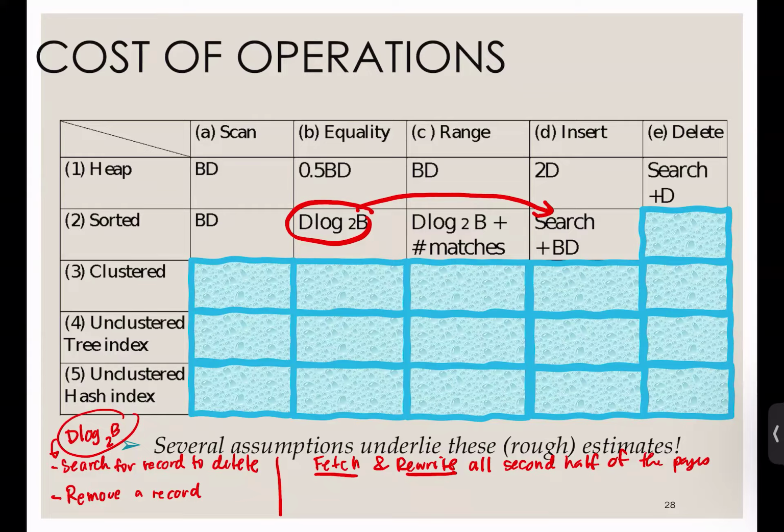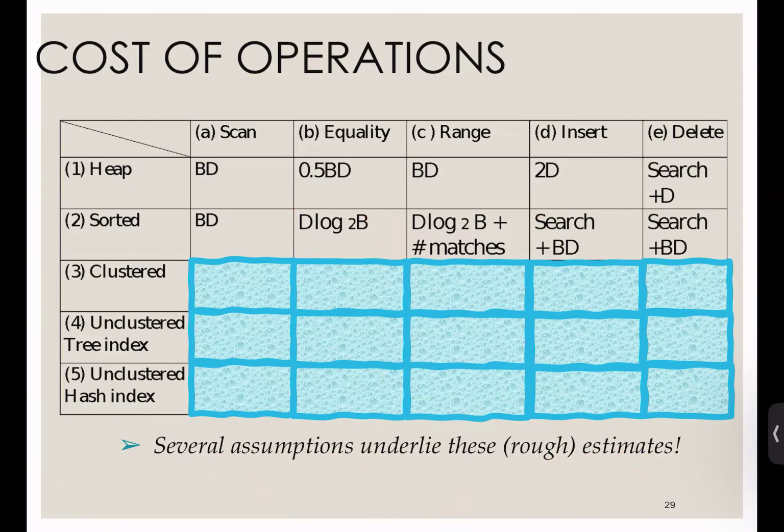So when we fetch only the second half, that's 0.5 B times D. And to rewrite, that's another 0.5 B times D. So overall, we have B times D. So eventually both insert and delete will take the same amount of time.